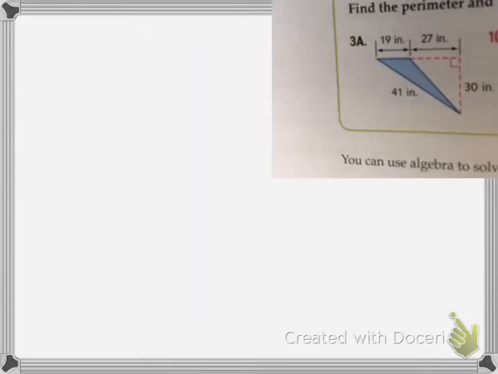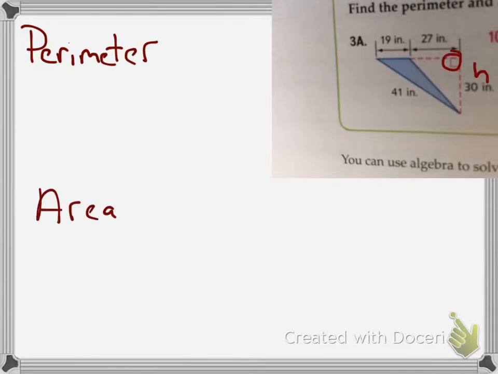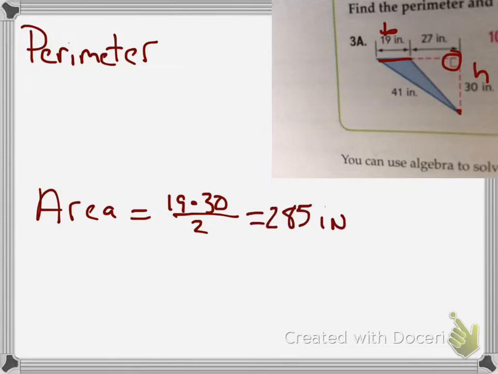Alright, so here's another example. Can't make it too easy for you. Alright, so let's do perimeter and area here. Okie dokie. Okay, we're going to do area first, because that one's easy. What's the height? 30. What's the base? What connects to it perpendicularly? I think, is 19. So the base is 19, the height is 30, and I'm going to multiply those two and then divide by 2. When I do that, I end up with 285.